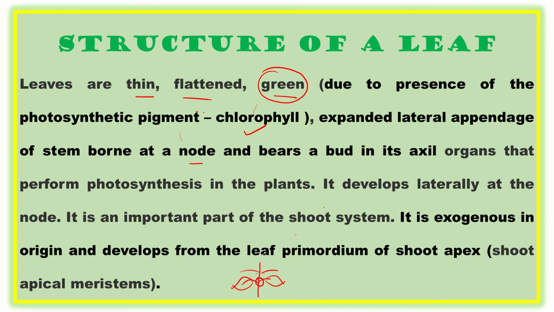It is an important part of the shoot system. It is exogenous in origin and develops from the leaf primordium of shoot apical meristem or shoot apex. Okay. Now, let's try to identify the various parts of a leaf.